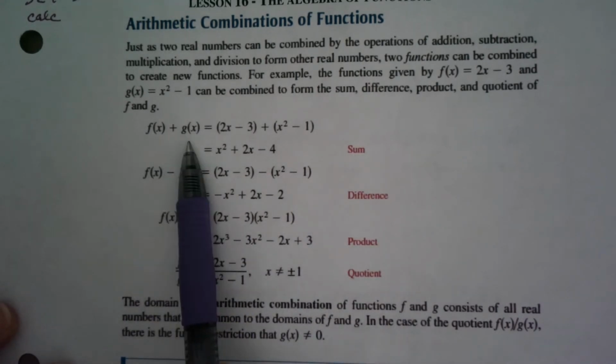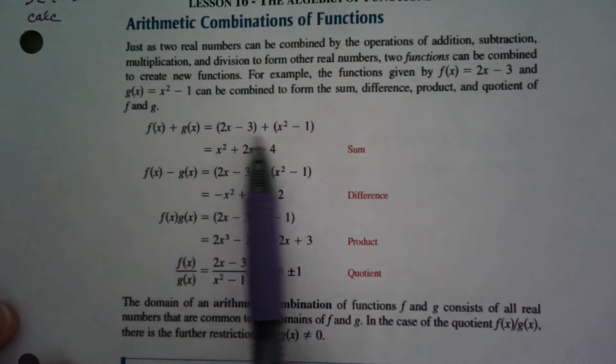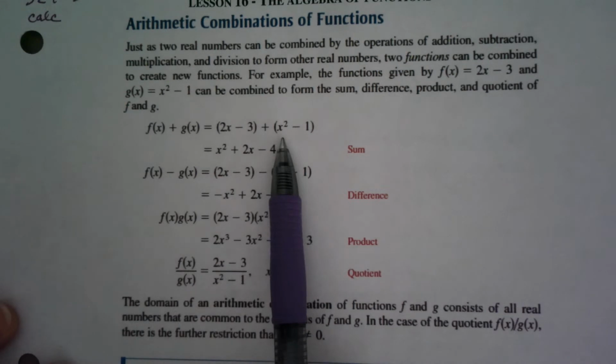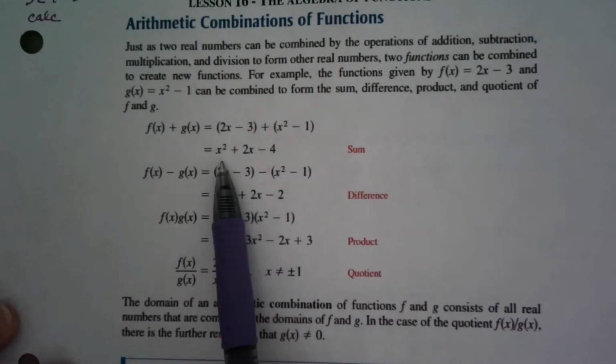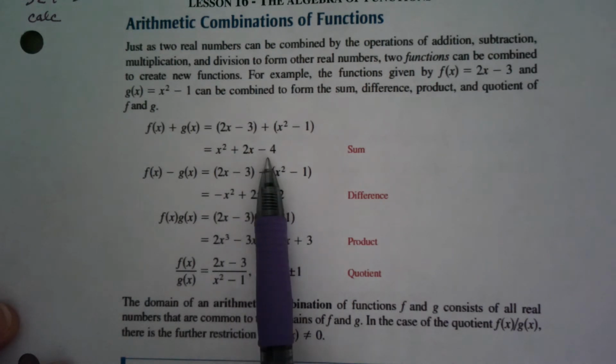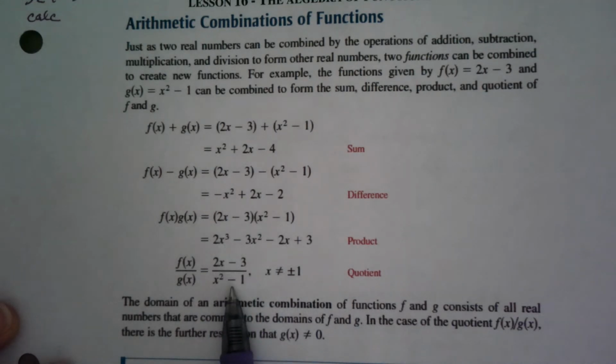F of x plus g of x, we would take f of x, which is 2x minus 3, plus g of x, x squared minus 1, and combine any like terms, getting the sum x squared plus 2x minus 4. Subtraction is also worked out for us, multiplication, and then division.